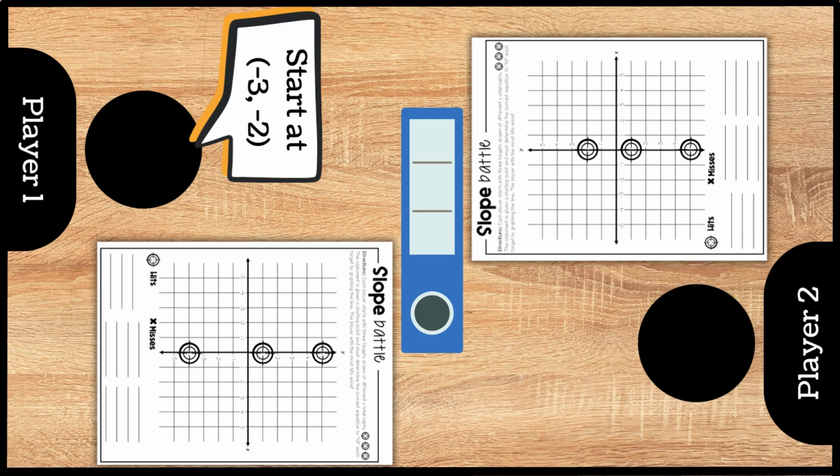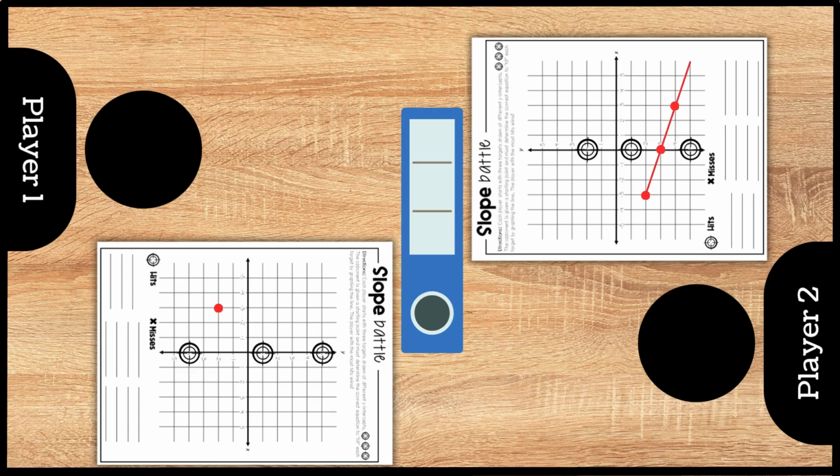Player 1 goes first. He gives player 2 a starting point. Both players find and graph that starting point on their coordinate grid. Player 2 then writes a linear equation that must cross the y-intercept. In this example, the slope is down 1 over 3, or negative 1/3, and the y-intercept is negative 3.